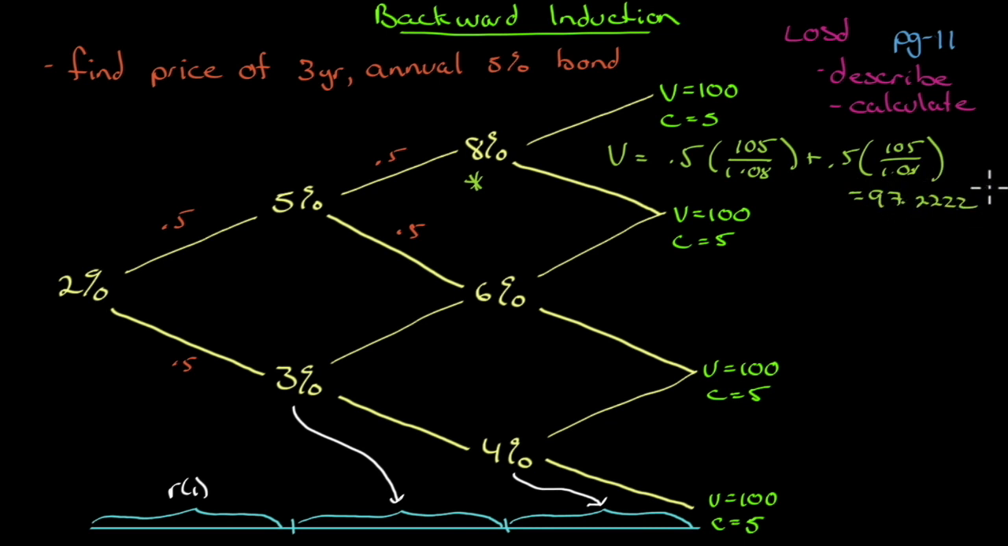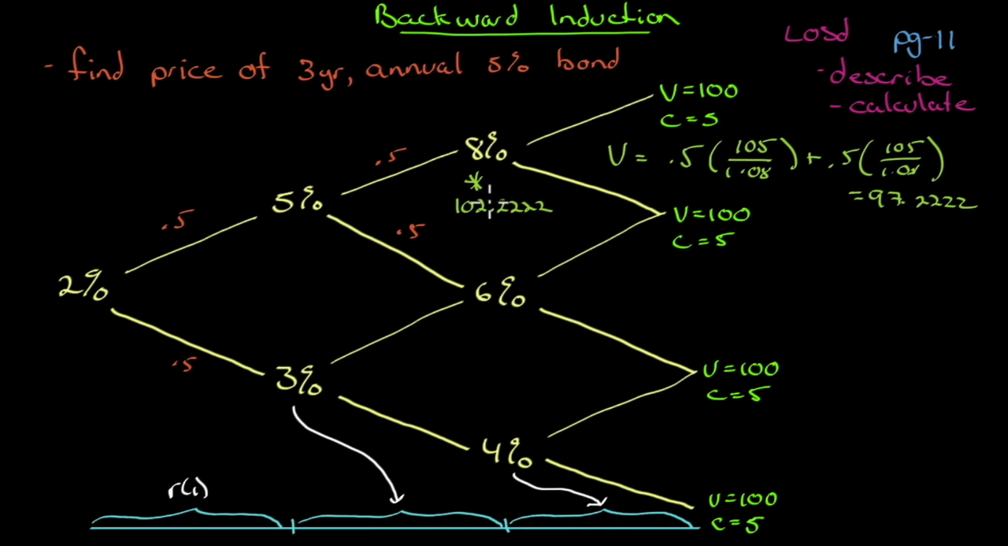97.2222. But we do not put 97.2222 here. We add the coupon of 5. So our value here is 102.2222. We add the coupon before we bring it back. You can just as well write it as 97.2222 plus 5, but you can just add it right in.